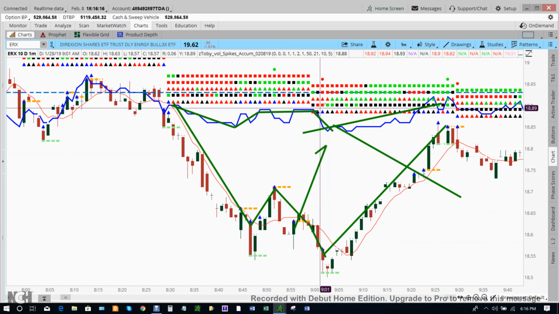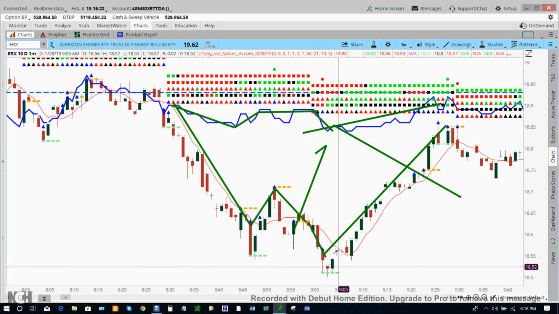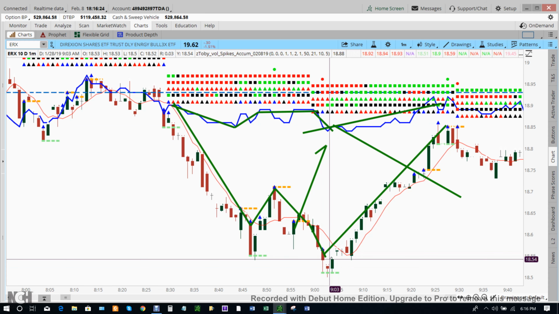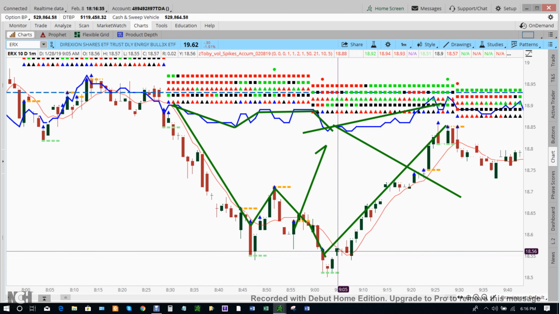So here you see the two red momentums and the two green momentums. That means tides are changing, matey. So here's a good time to get in at 1854. You could get in at 1854. It's going to start heading up now. Or if you want to be safe, wait for the support line to be broken, 1856.